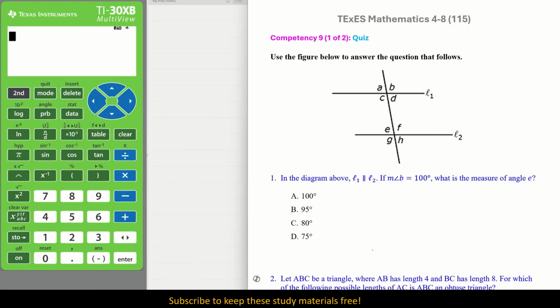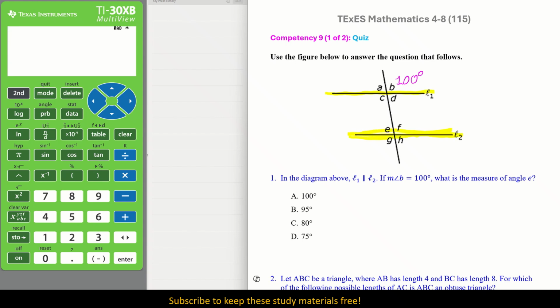Okay, number 1. In the diagram above, line 1 is parallel to line 2. If the measure of angle B is equal to 100 degrees, what is the measure of angle E? Okay, so let's start labeling and think about what we have here. We can utilize the properties of two parallel lines with a transversal.